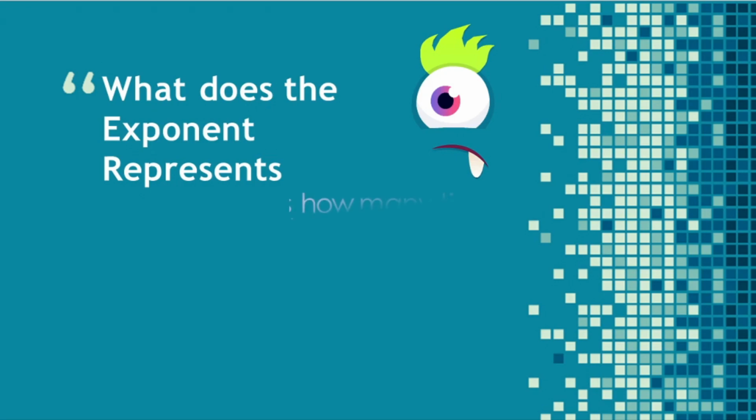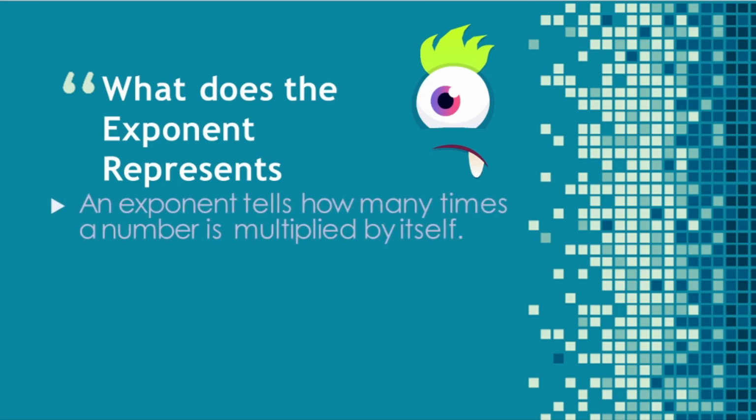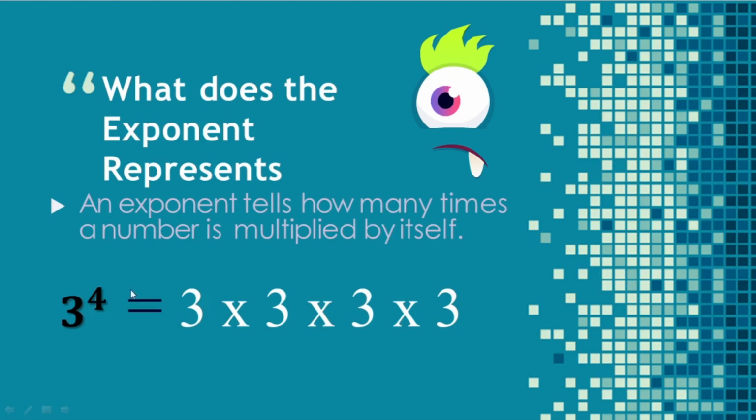No, you will see. As we said, an exponent tells how many times a number is multiplied by itself. As we have 3 to the 4th equals 3 times 3 times 3 times 3. We have to multiply 3 by itself 4 times. Not adding. If we say adding, it will be something else. It will be like 3 times 4.